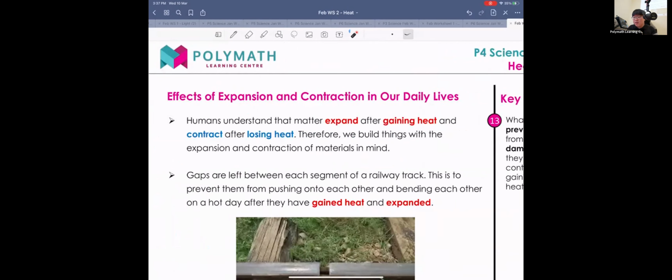Humans understand that metal expands after gaining heat and contracts after losing heat. That's why, can you see the train tracks have a gap between them? Yeah. You know why? Because if they are stacked together, too close to each other, what will happen? On a hotter day, the train track will gain heat from the hot air or sunlight and it will expand and become longer. When they become longer and you don't give a gap between them, they will push on each other and bend each other. Then the train will go off track and people can die.